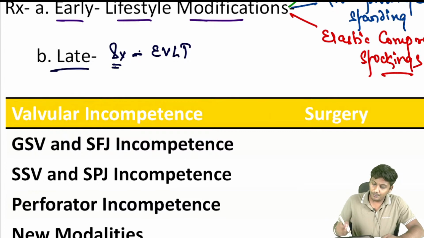Now important, in the Trendelenburg operation, definitely you have to go for it. Now what is done in it? Here, first of all, for example, this is my femoral vein, and this is my great saphenous vein out here, and this is the junction definitely.